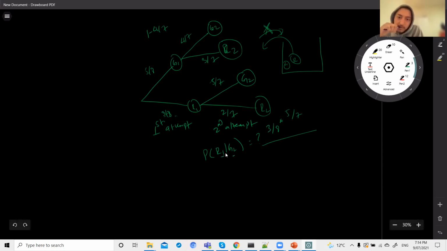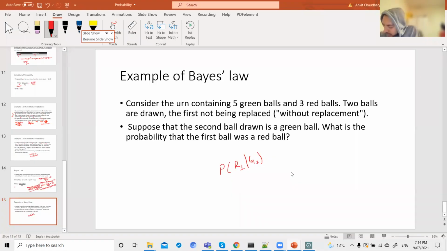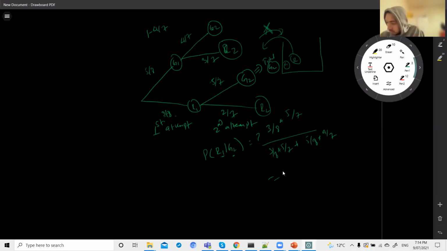Divide by the total G2. We need total G2, which is 3/8 times 5/7 plus 5/8 times 4/7. So the answer is 5 by 9, or 3 by 10, oh, 2 by 7. Total. Okay, okay.